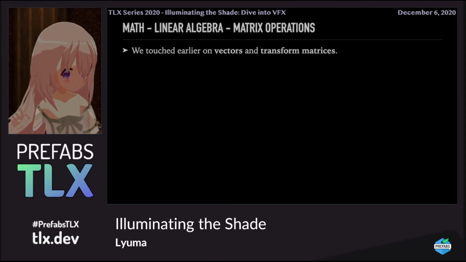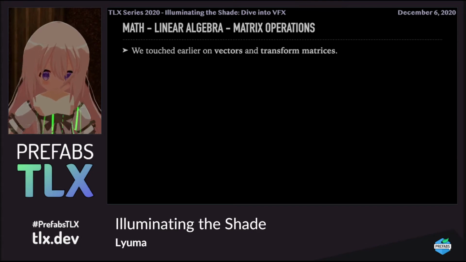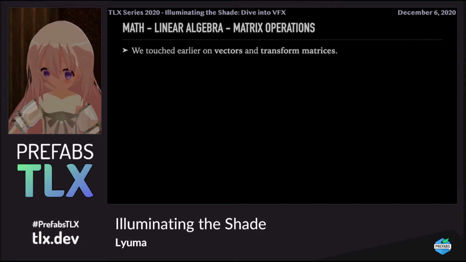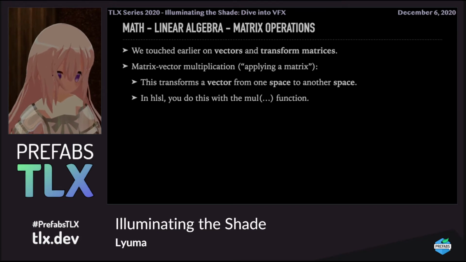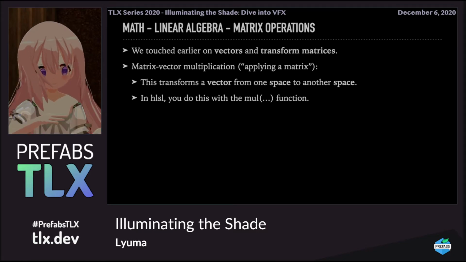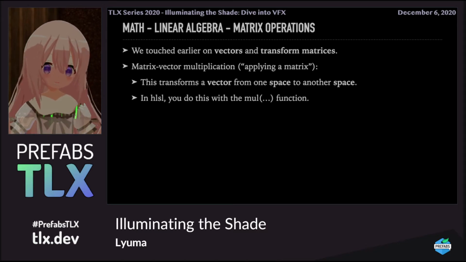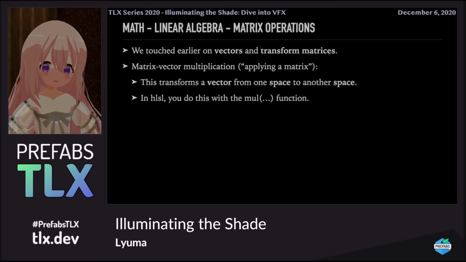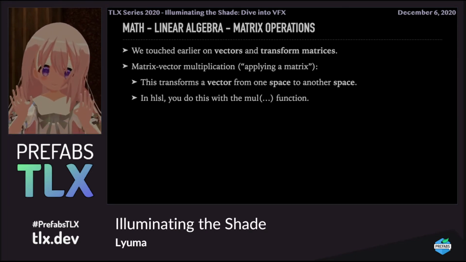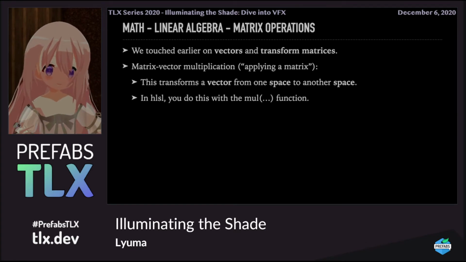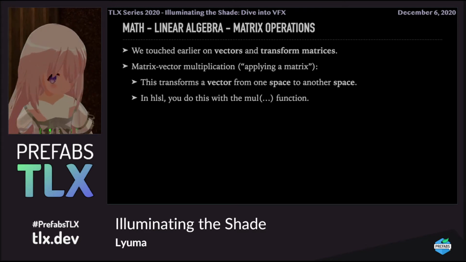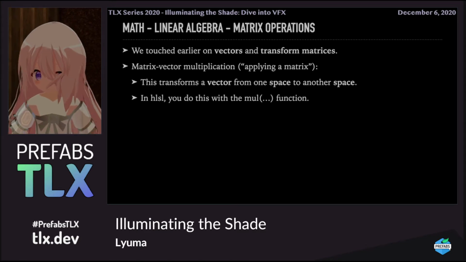So, linear algebra matrix operations. We touched earlier on vectors and transform matrices. Applying a matrix to a vector is basically transforming that vector from one space to another. That's the best way to think of it. That can be done with a mul function. It does matter which order you do them, which direction you apply the matrix to the vector. For our case, and for most of what you do with shaders, you're always going to put the matrix first and then the vector. So in HLSL, you just call the mul function.